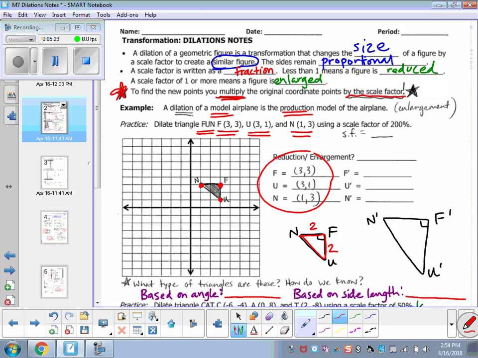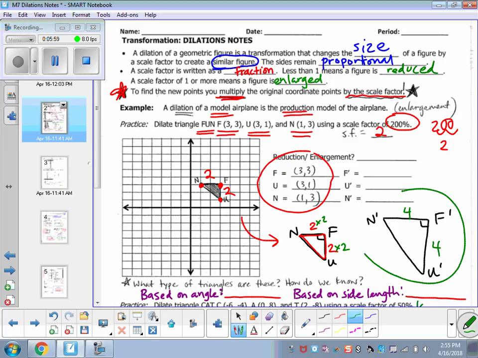Using the grid in the background, I can count that side length is 2 and that side length is 2. So I've simply drawn the triangle over here. And now let's talk about the scale factor given as a percent. 200%, if we convert it, it's just 2 wholes. So our scale factor here, folks, is really 2. What we want to do then is double our dimensions, and so this will now be a 4 by 4.